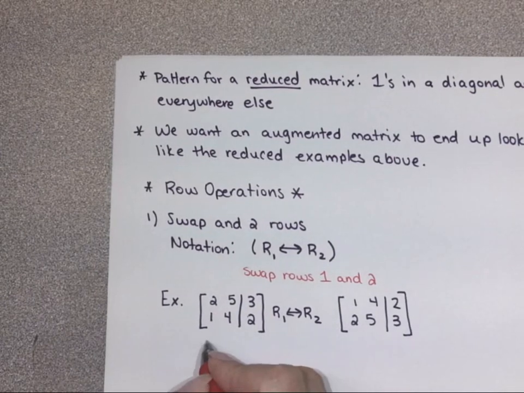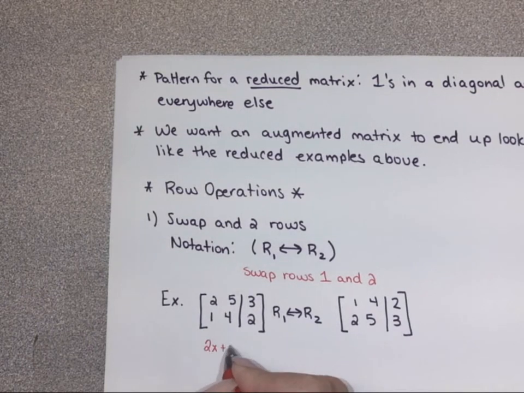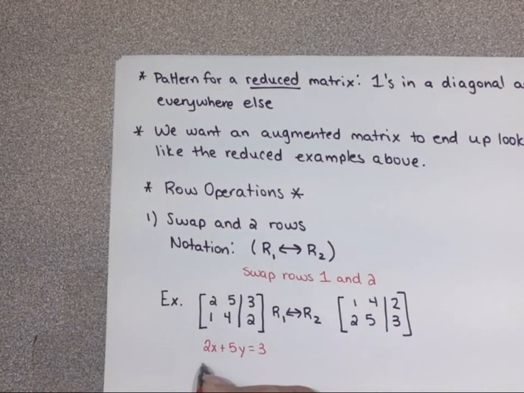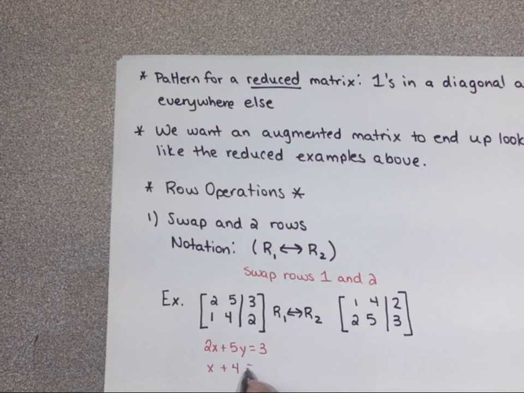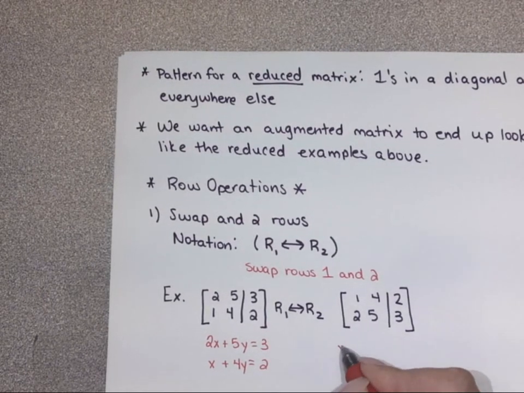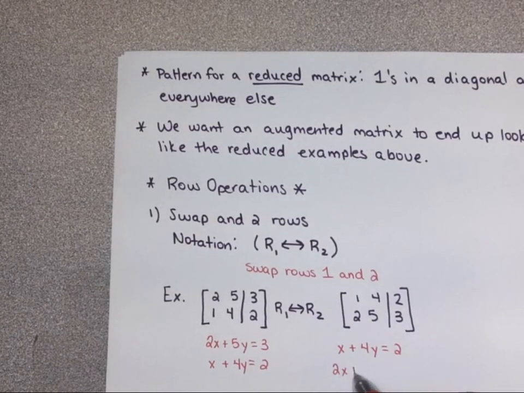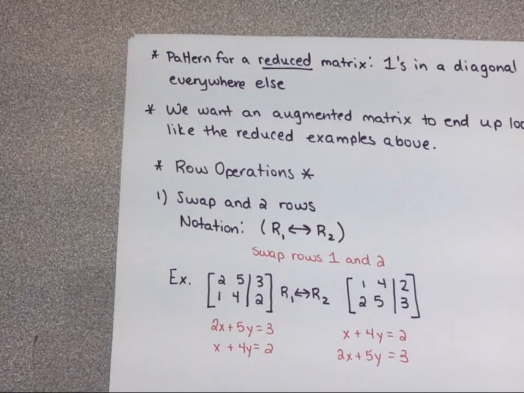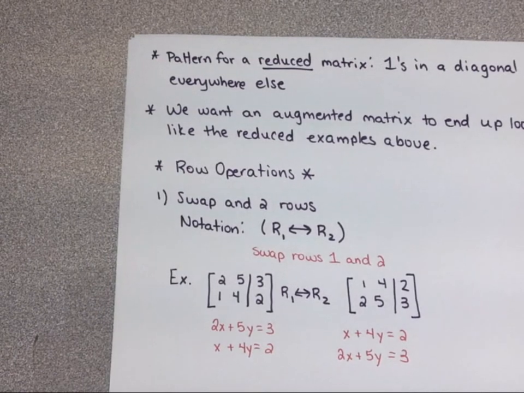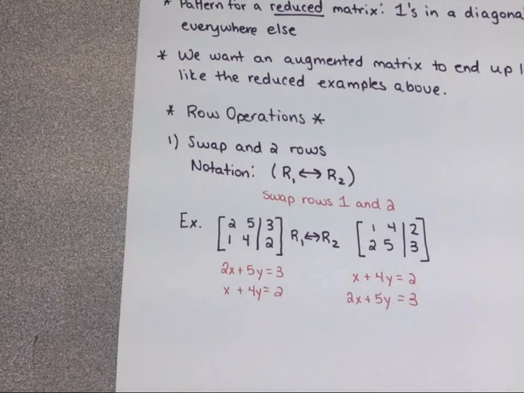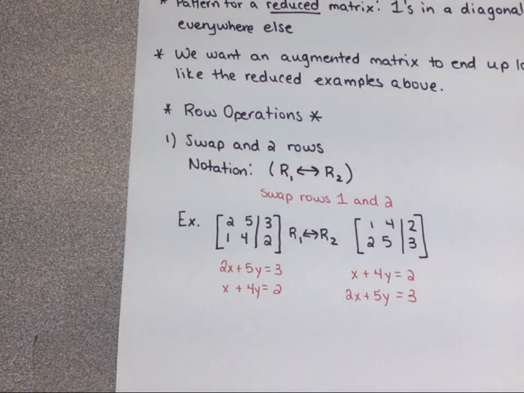Remember, though, that these are just equations, right? So this is just 2x plus 5y equals 3. And this is x plus 4y equals 2. And when you swap it, I didn't change anything, right? I didn't change any values. What's the only thing that I really did? Yeah, so in other words, aren't those the same system? All I did was write the other equation first. So that is why you're allowed to do a row swap. Okay, so that's the first operation.